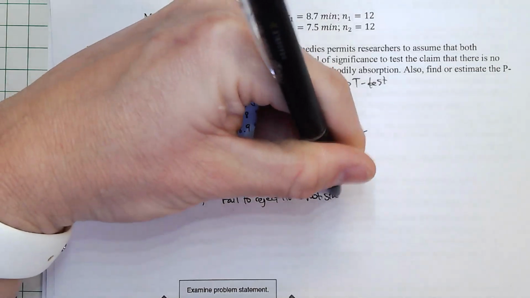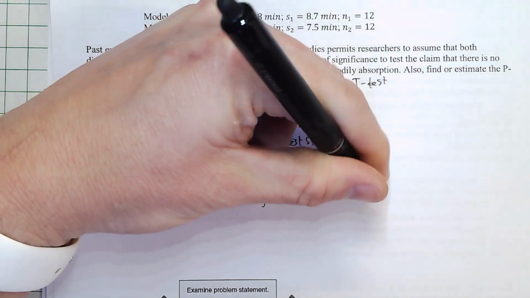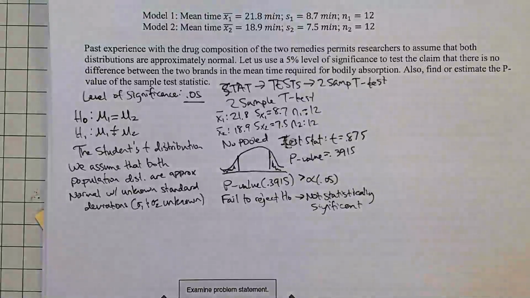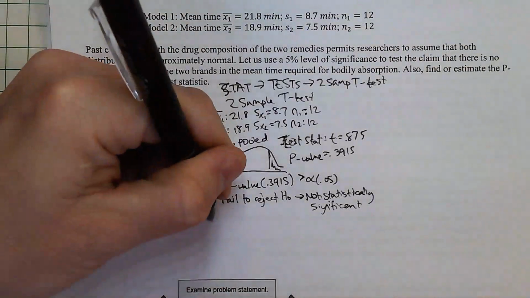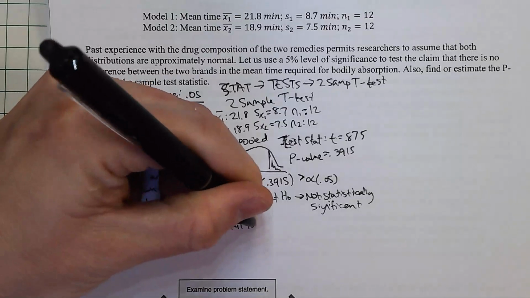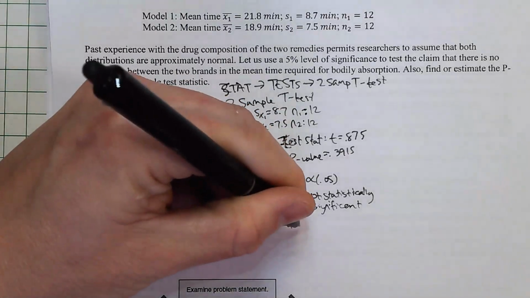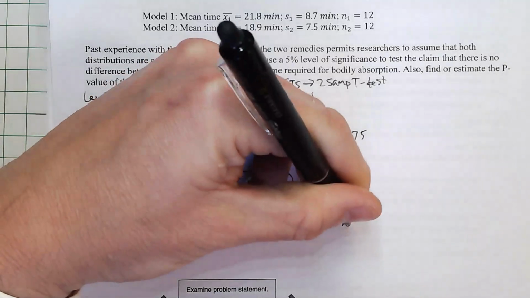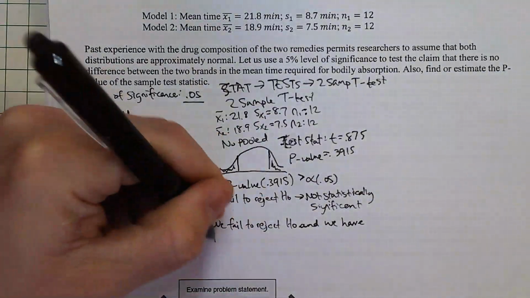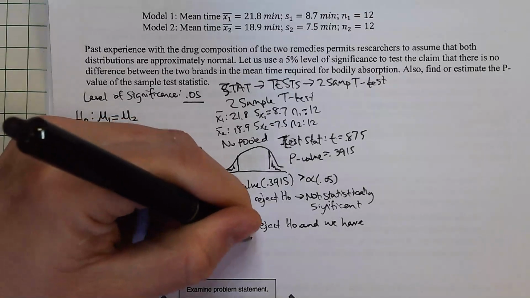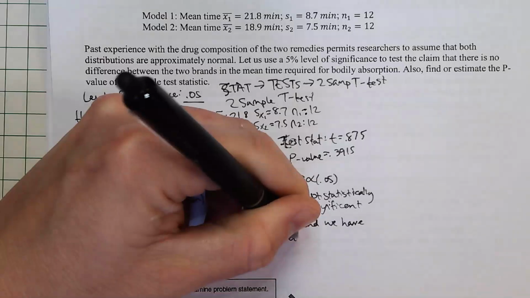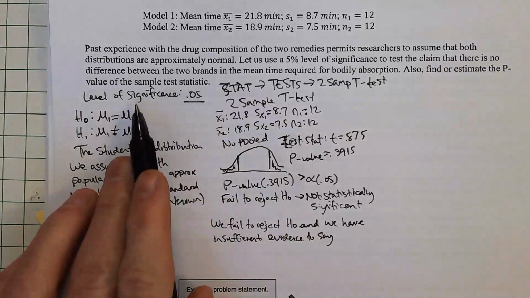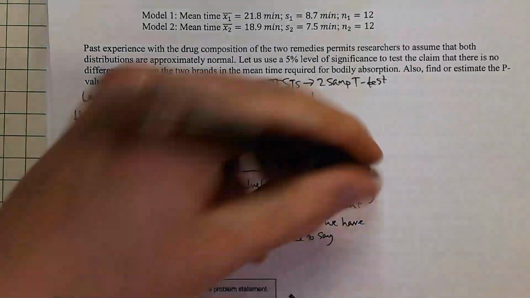Not statistically significant. So what does that mean? You'll make your claim. This would be their last statement. We failed to reject Ho, we failed to reject the null hypothesis. Failing to reject Ho is like not guilty. We have insufficient evidence to say that there's a difference between the two brands.